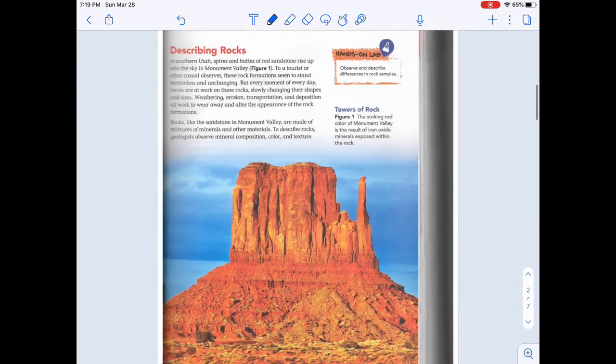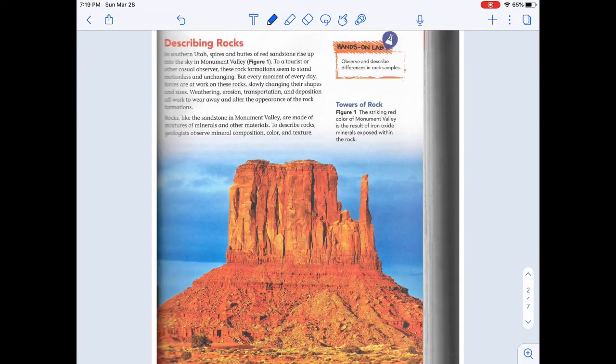So this first page, you're going to be reading about how we describe rocks. They give the example in southern Utah of the spires and buttes, and they talk about what kinds of things we use to describe a rock, such as how are they changing, what are their shapes and sizes, how did they get there, how did they form. So we're going to be reading just a little introduction to how we describe rocks.